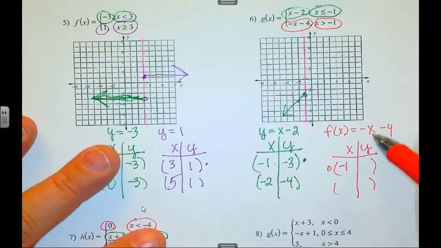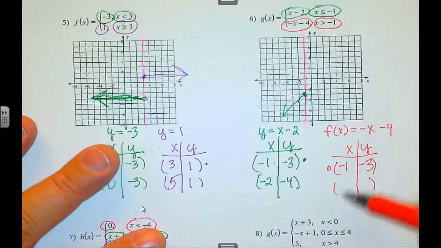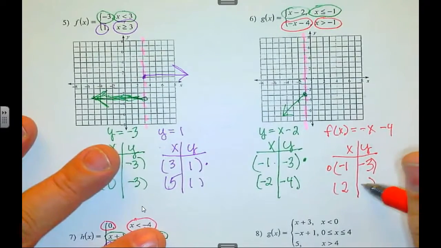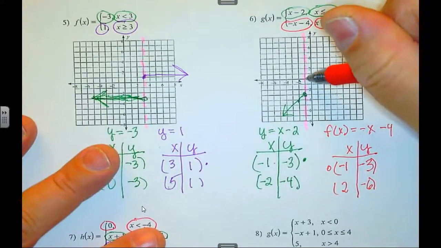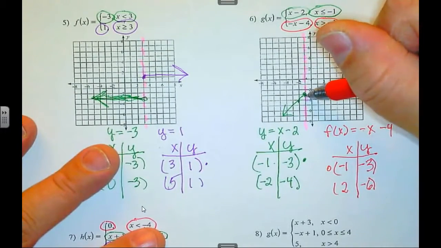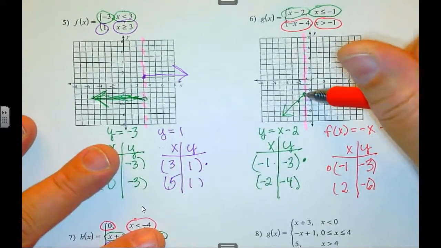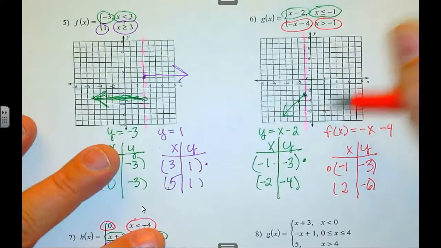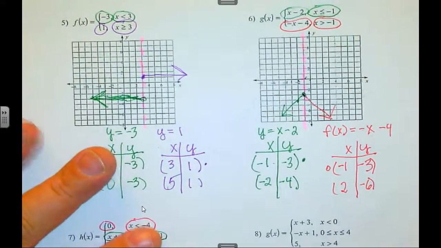See, negative 1 makes it a positive 1. Minus 4 is negative 3. Something greater than that, I'm going to use 2. Negative 2 minus 4 is negative 6. Negative 1, negative 3. I have an open circle, so it's the same point. Closed circle trumps. And then I've got 2, negative 6. And there's my piecewise graph.